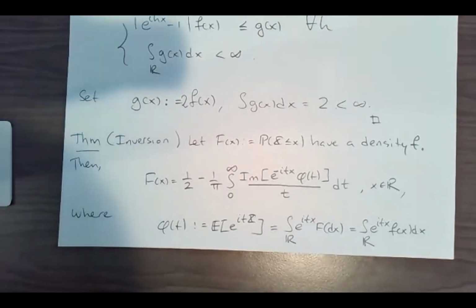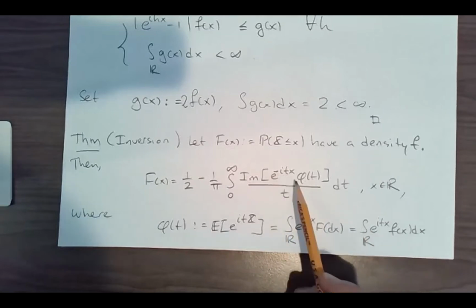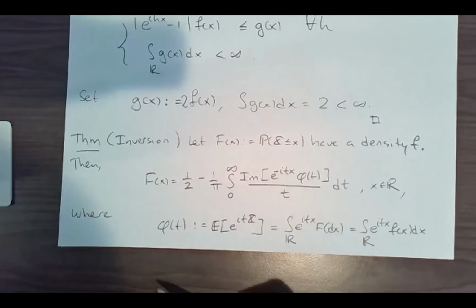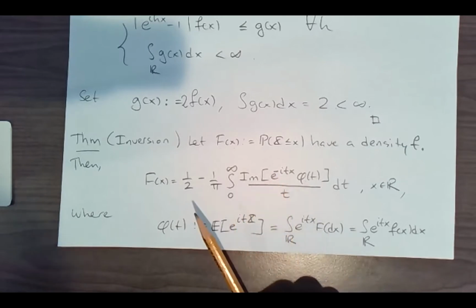So the thing to note is that here you have e^{itx}, and up here you have minus basically what you had down here. So going from the density, or from the distribution more generally, to the characteristic function, there's a plus. When you invert and go backward, you put in a minus sign.